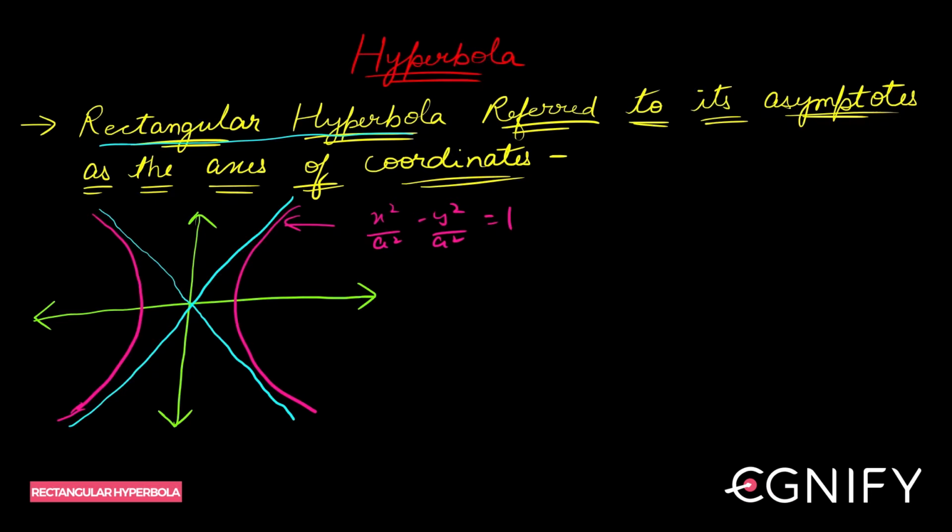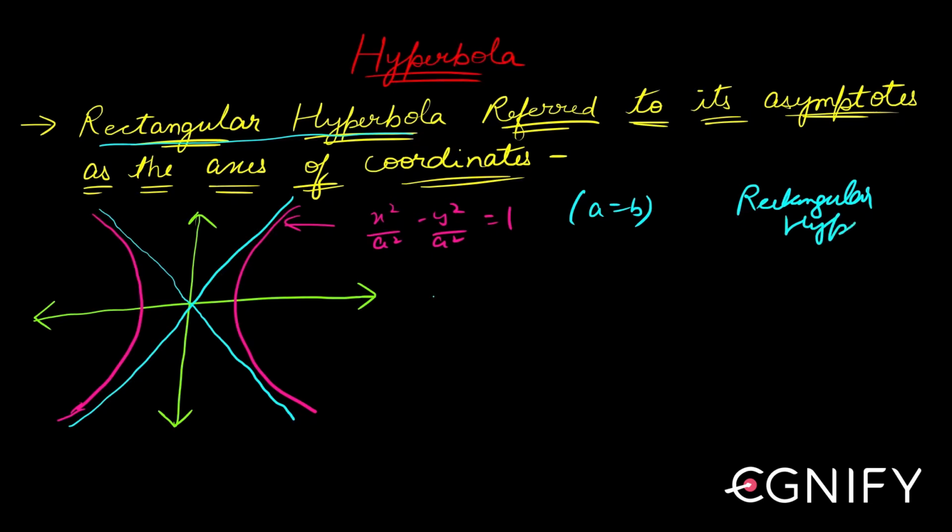Right now I have nothing but a hyperbola whose a is equal to b. Until now we've been seeing x square by a square minus y square by b square equal to 1. But it is possible that your a and b both are the same, so your a is equal to b. Such hyperbolas where a is equal to b are called rectangular hyperbolas.